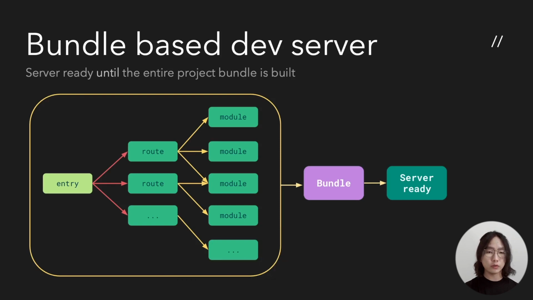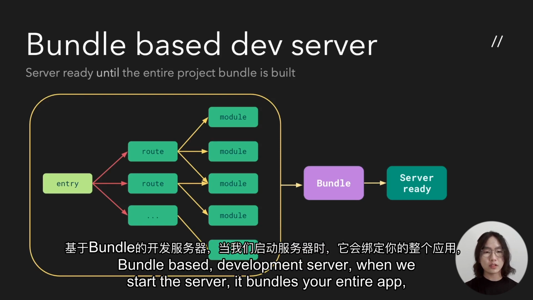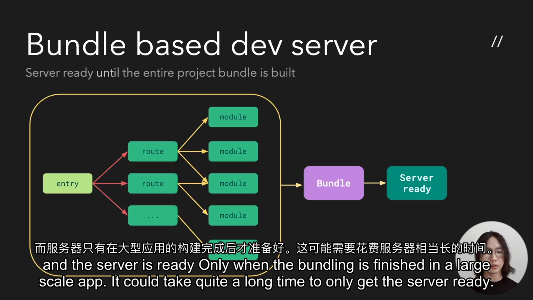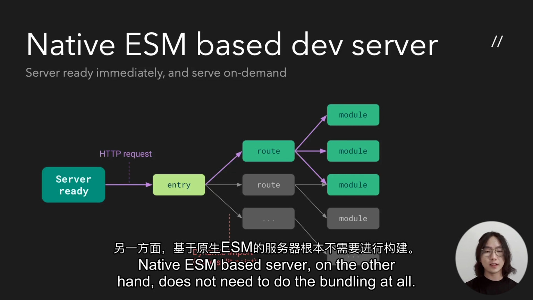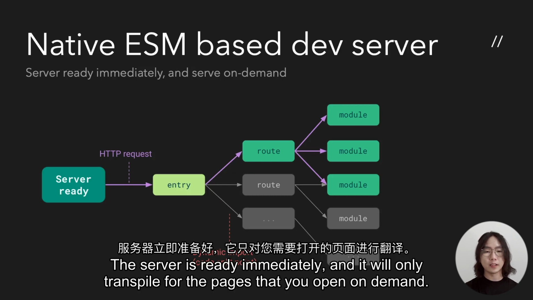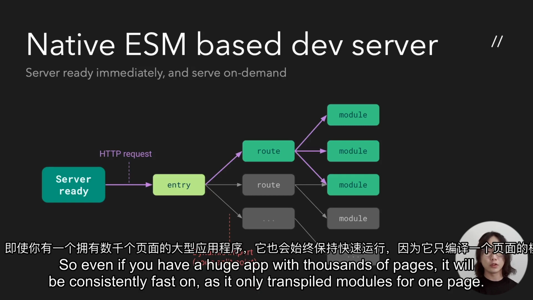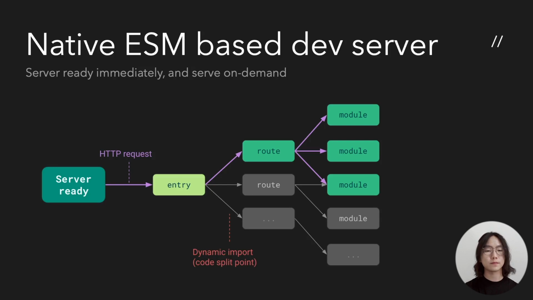In a traditional bundle-based dev server, when we start the server, it bundles your entire app, and the server is ready only after the bundling is finished. In a large-scale app, it could take quite a lot of time to only get the server ready. A native ESM-based server, on the other hand, does not need to do the bundling at all. The server is ready immediately, and it will only transpile the pages that you opened, on demand. So even if you have a huge app with thousands of pages, it will be consistently fast as it only transpiles the modules for one page.